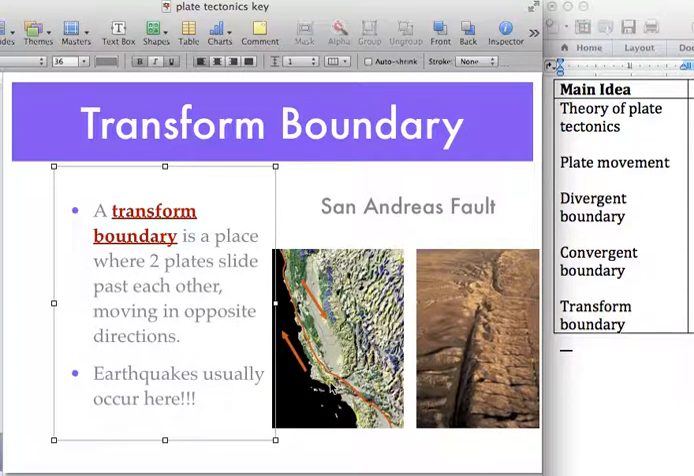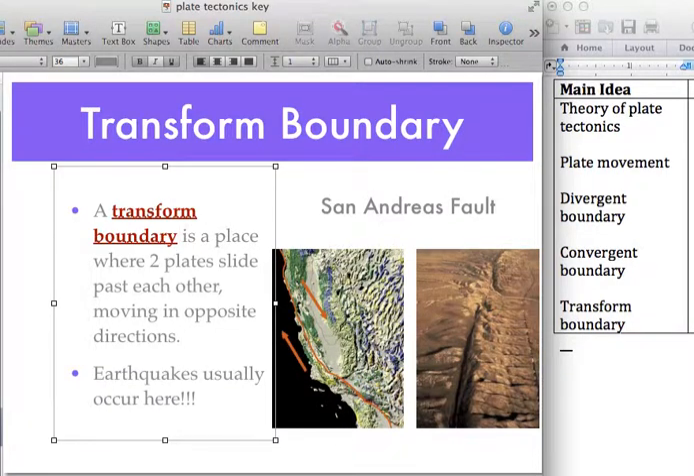And so one of the most famous transform boundaries in the world is the San Andreas Fault in California. LA is right around here. San Francisco is right here, right on top of the fault. This little piece of North America is actually on the Pacific plate moving northwest, while the rest of the North American plate is moving to the southeast. So you get a lot of earthquakes as they slide.